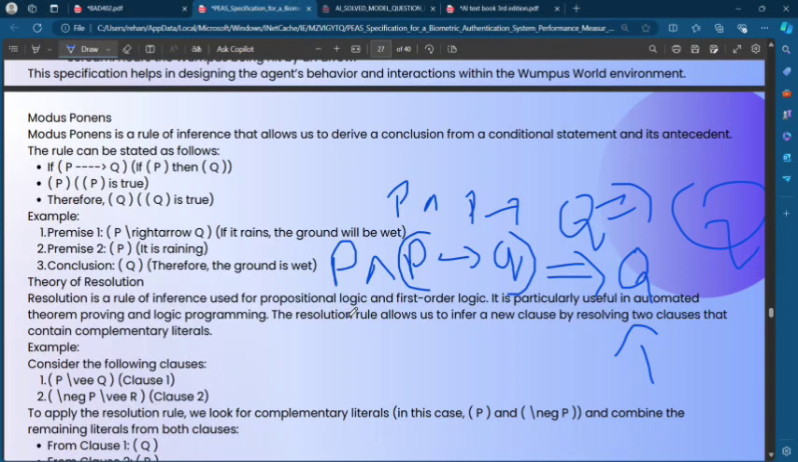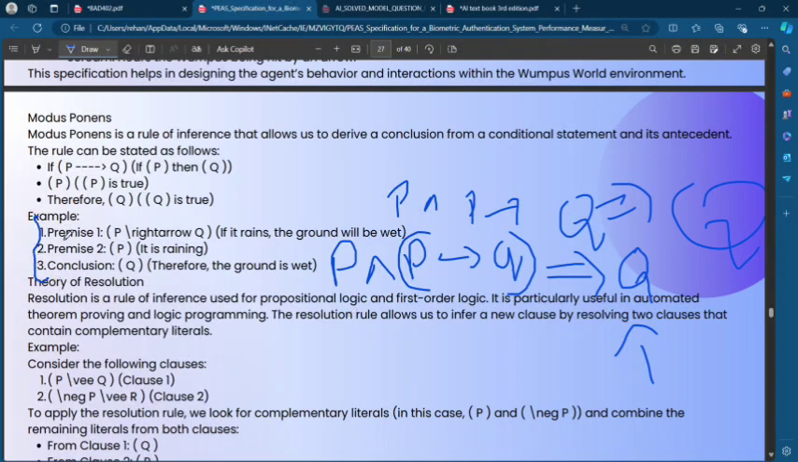So what you're saying? First, you are saying P implies Q. What is P? It is raining. What is Q? The ground is wet. So if it is raining, then the ground will be wet. And you are also saying P, it is raining. So what will that mean? Obviously, it will mean that the ground will be wet, right? So that's the answer here, Q. That's what they have explained here.